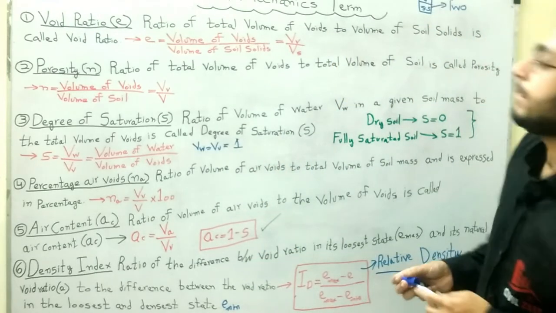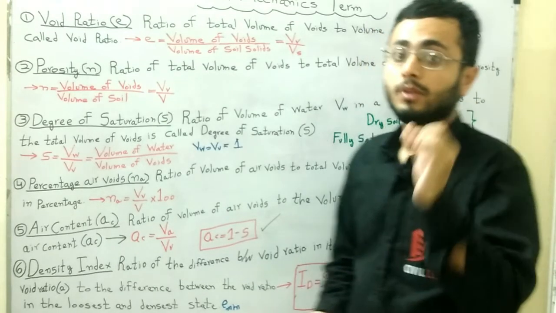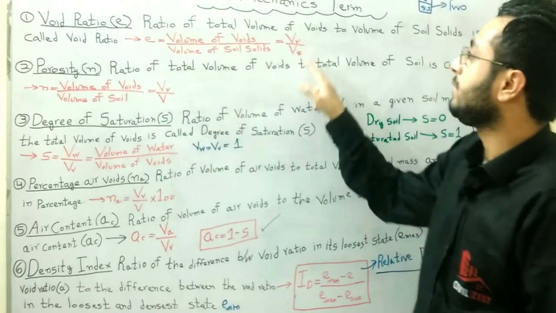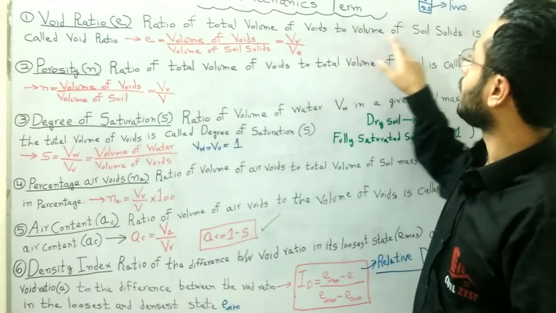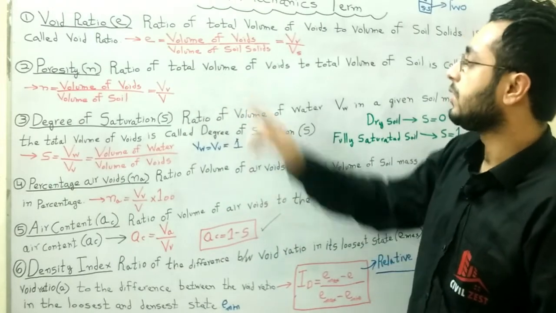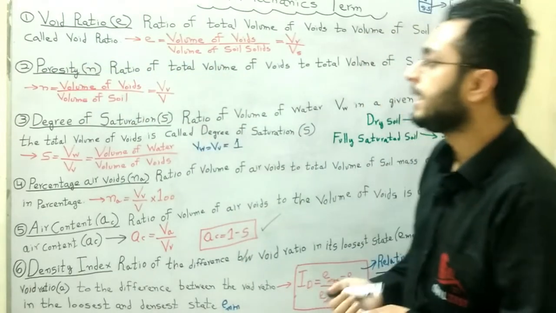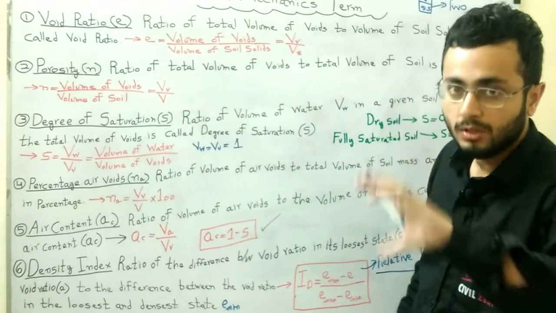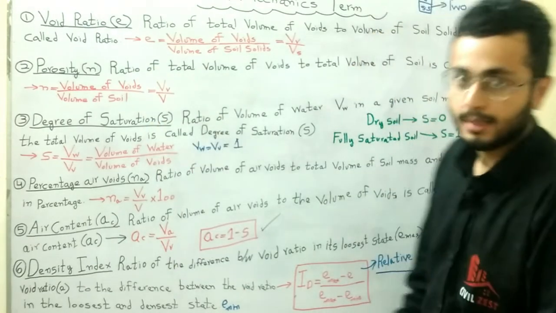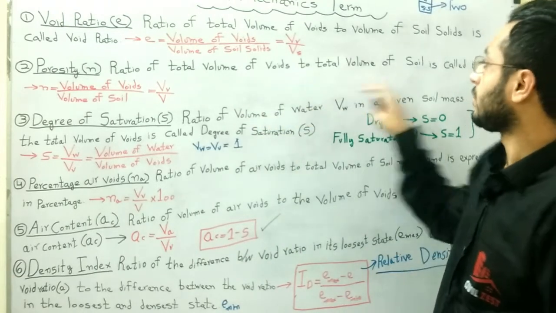So guys, if we sum up this topic, we have studied six basic terms of civil engineering soil mechanics. First of all is our void ratio e, which is e equal to Vv divided by Vs, the volume of voids to the volume of soil solids. Next is our porosity n, which is the ratio of volume of voids to the total volume of soil. You can remember that porosity has all three V's in the formula: total volume of voids to the total volume of soil.